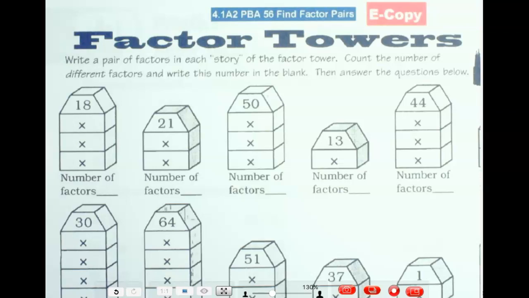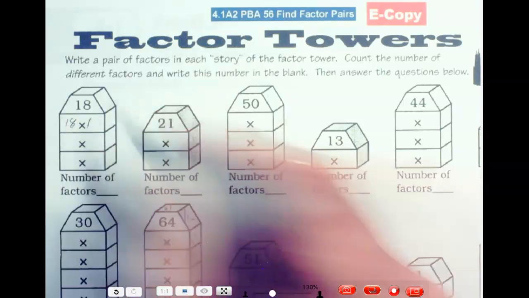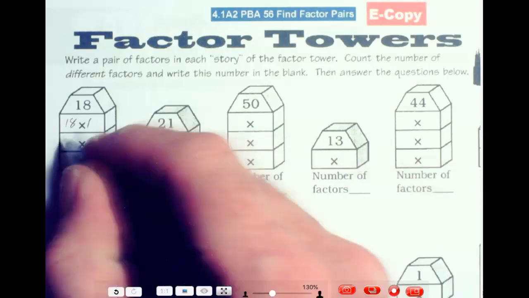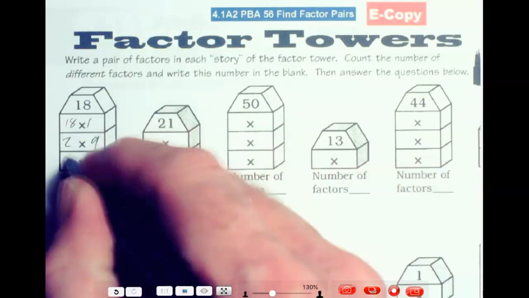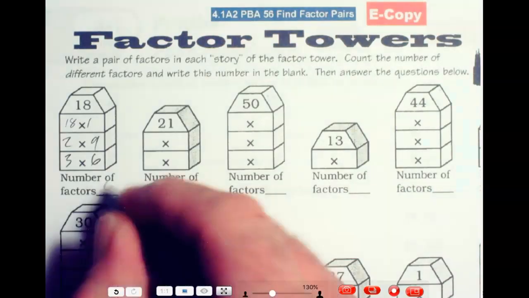So let's see, we could have 18. Well, we could have 18 times 1. We could have 2 times 9. We could have 3 times 6. So the total number of factors there are 6.